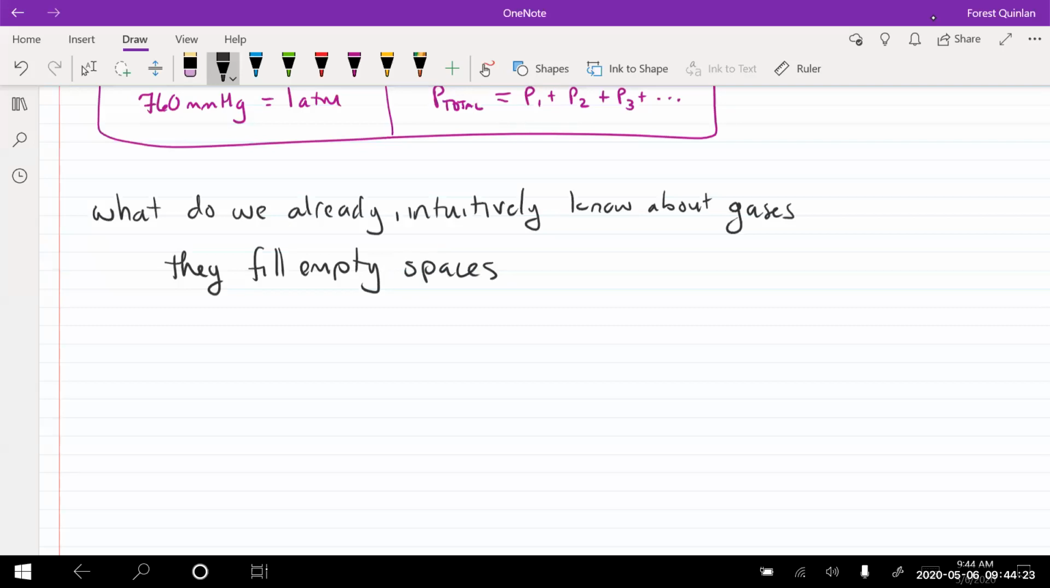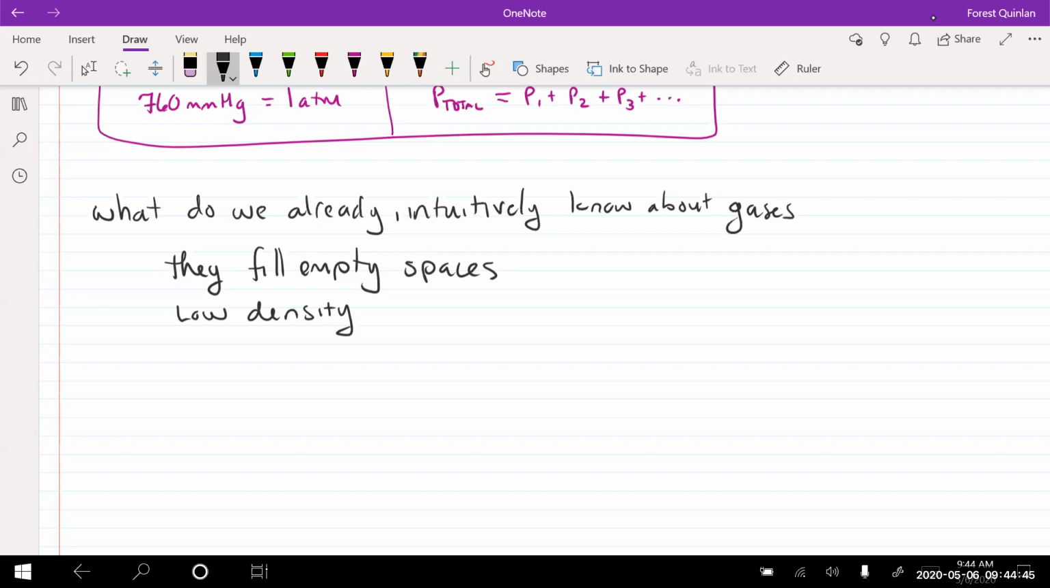Are they dense or not? Low density. We can see through them. They fill empty spaces. Do they mix really well or not? Just think intuitively. Yes. You have to, right?